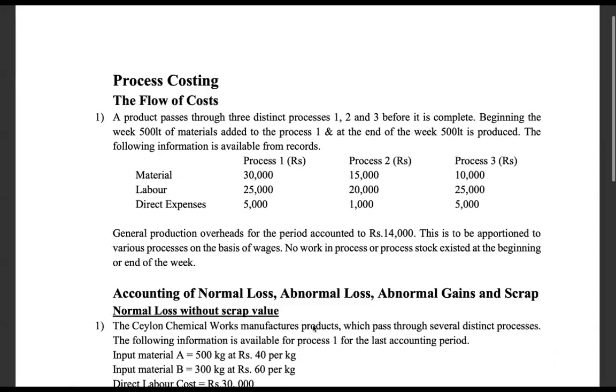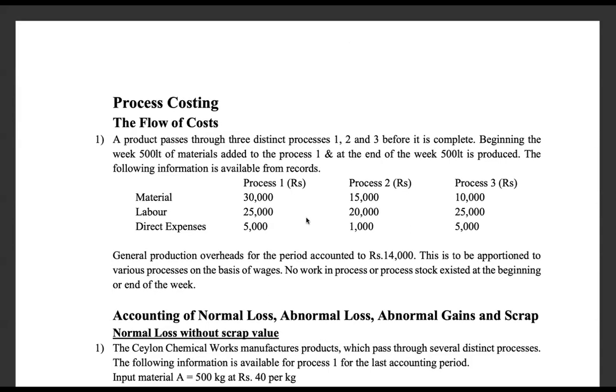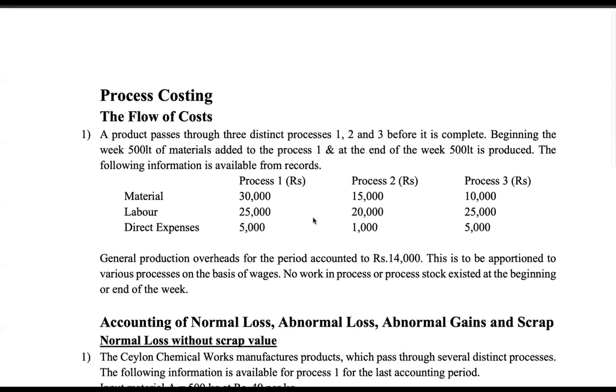Now this is question number 1, where we are going to calculate the flow of costs, right? A product passes through 3 distinct processes before it is complete. Now, in the example that we discussed, there were only 2 processes, but here there are 3 processes, right?